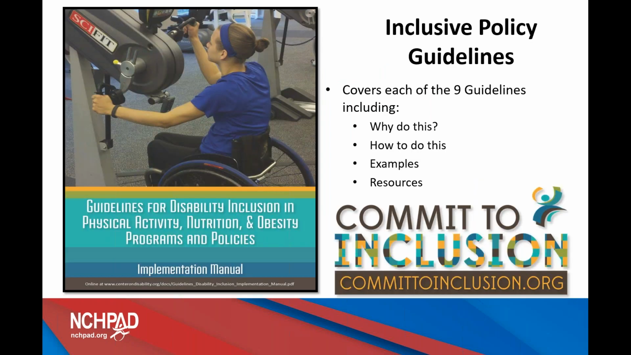Another resource developed by NCHPAD is another website called www.committoinclusion.org. This is an online campaign that is grounded in 9 guidelines for including people with disabilities in health promotion programs and policies. And perhaps more importantly, it offers health promotion organizations like Safe Routes to School programs the opportunity to pledge online and publicly say how they will work to include people with disabilities in their programs. We definitely invite Safe Routes to School programs from anywhere in the country to go to committoinclusion.org and share how you are successfully including kids with disabilities and their families into the work that you're doing.